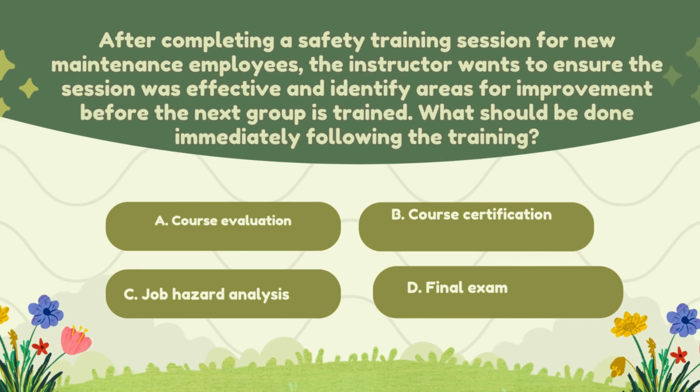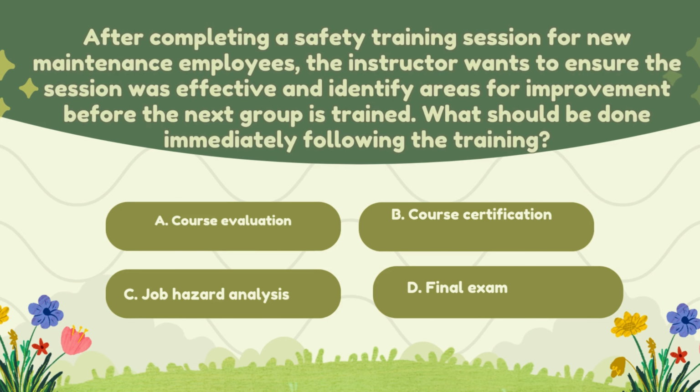After completing a safety training session for new maintenance employees, the instructor wants to ensure the session was effective and identify areas for improvement before the next group is trained. What should be done immediately following the training? A. Course evaluation. B. Course certification. C. Job hazard analysis. D. Final exam.